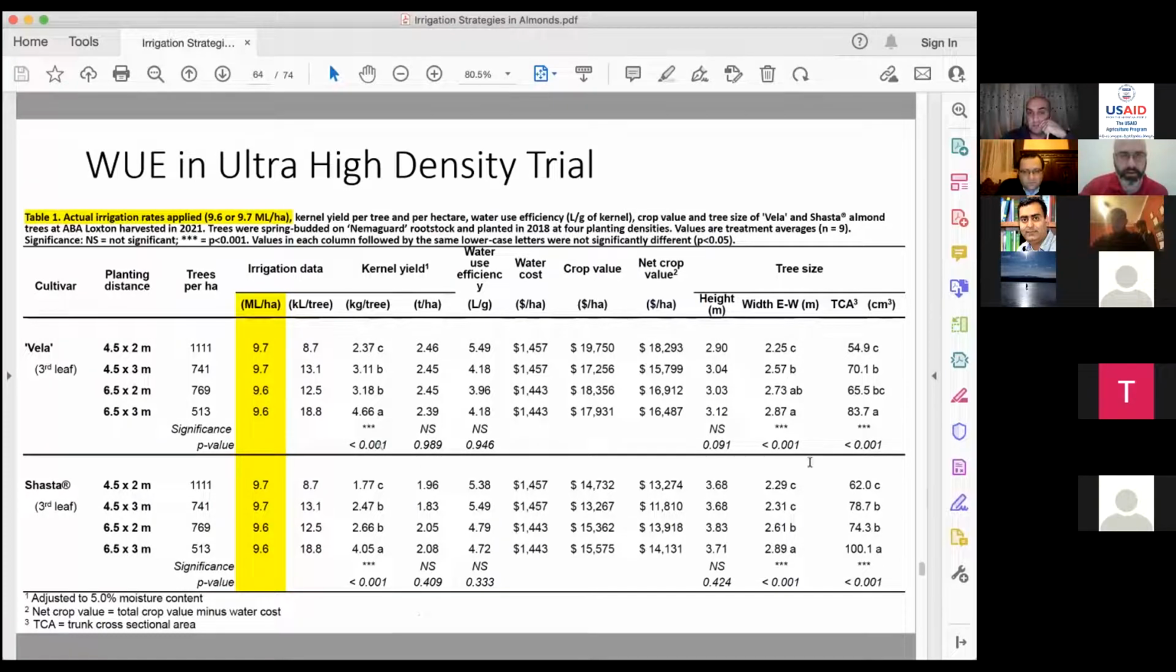Okay, yeah. The question was about the ultra high density trial slide, the one we have. Right.